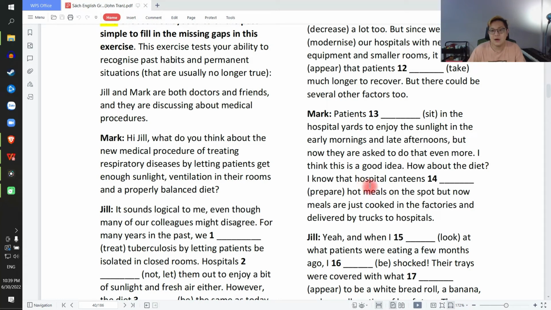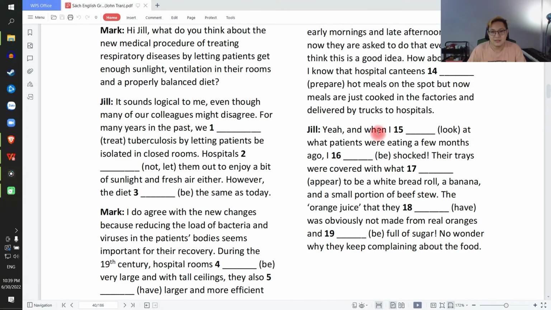I know that hospital canteens used to prepare hot meals on the spot. But now meals are just cooked in the factories and delivered by trucks to hospitals.